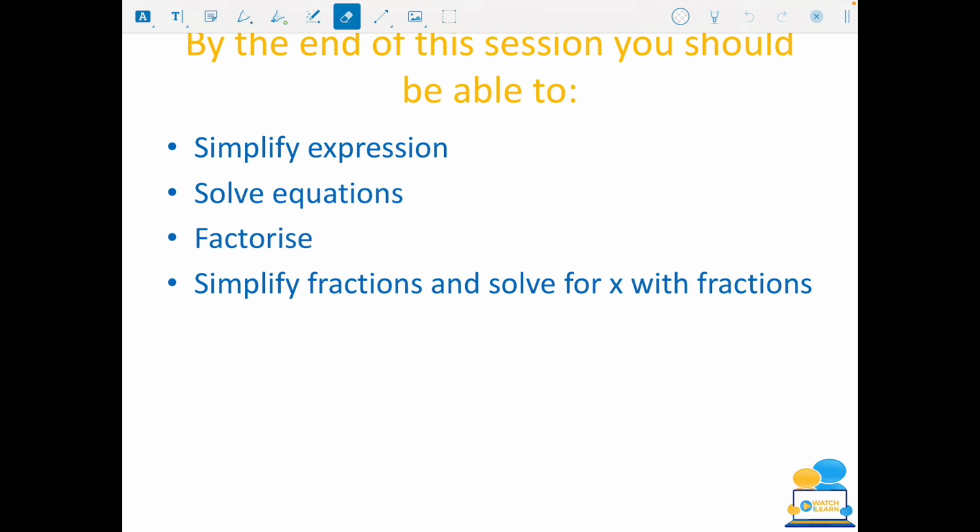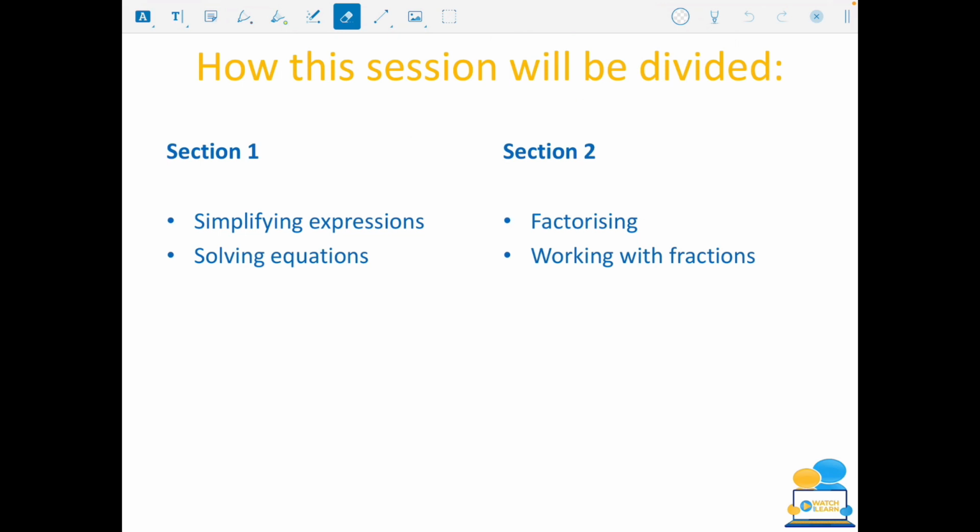We're going to start by looking at simplifying expressions and solving equations. Then we'll move on to factorizing and we'll finish up with fractions. I know fractions is an area of the course that people tend to find quite challenging. So we're going to spend a bit of time working through fractions, how to write them out in a way that I guess might help our understanding of them a little bit.